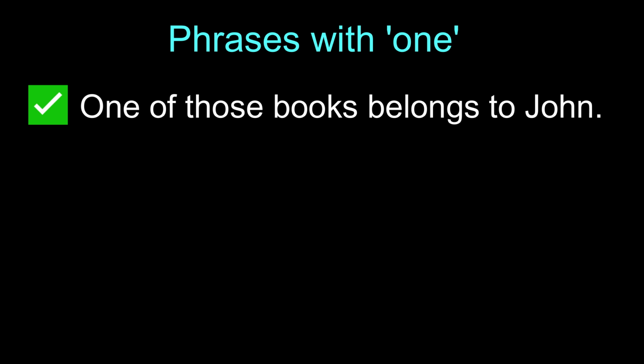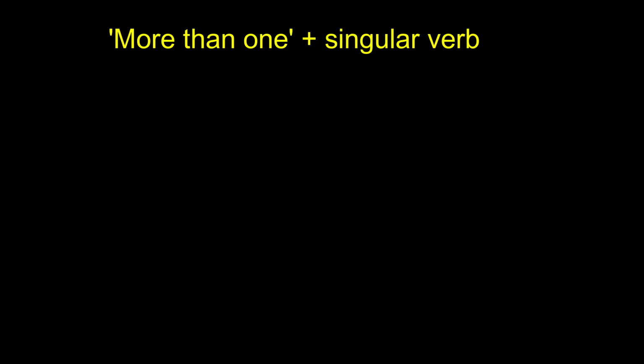Beyond logic, more than one. In some boundary cases, subject-predicate agreement goes beyond logic and is best memorized for correctness. One such example is subject phrases that include one. One itself is clearly singular, requiring a singular verb. Correct, one of those books belongs to John. But what about more than one as a subject? Clearly it refers to multiple items. More than one refers to multiple items, but it is grammatically treated as singular, so it takes a singular verb.